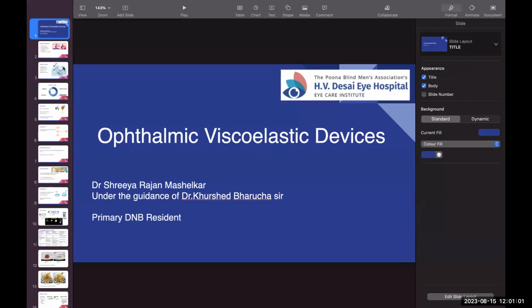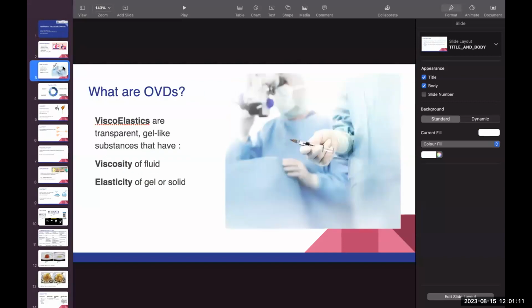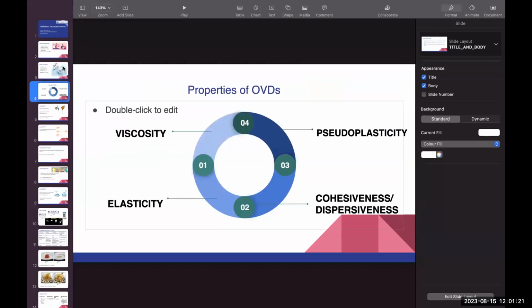My topic is ophthalmic viscoelastic devices. So the learning objectives are to know what OVDs are, their properties, classification, uses, and the complications of using such OVDs. So what are OVDs? Viscoelastics are transparent gel-like substances which have a dual nature of viscosity of a fluid and elasticity of a gel or solid. So the properties can be spoken of under viscosity, elasticity, cohesiveness or dispersiveness, and pseudoplasticity.